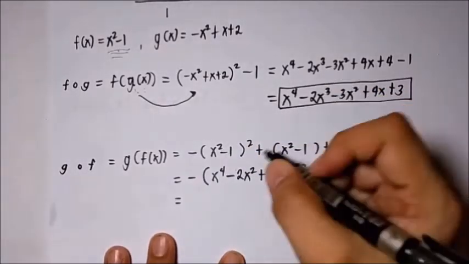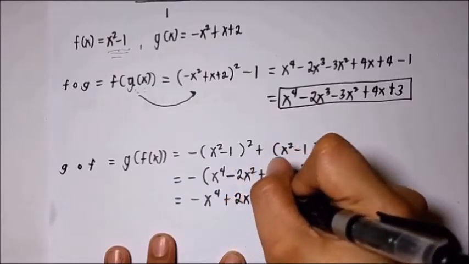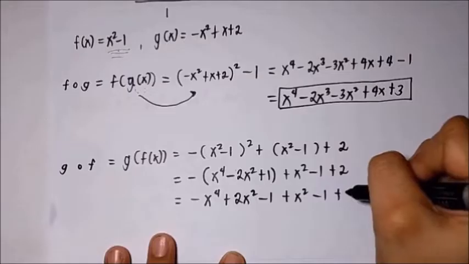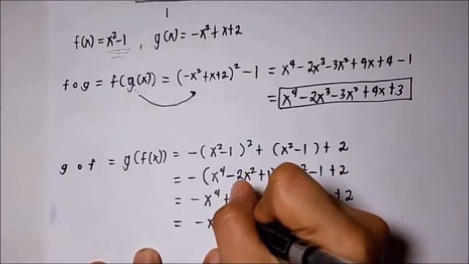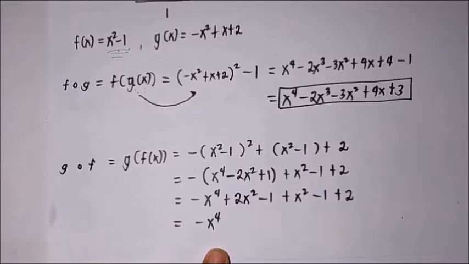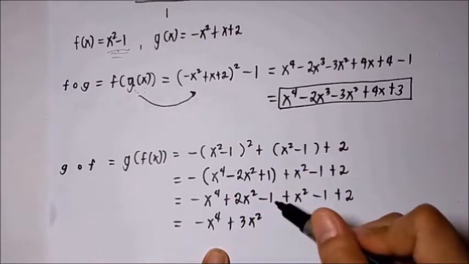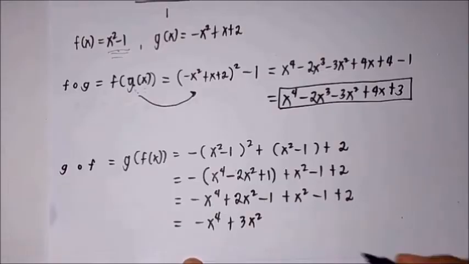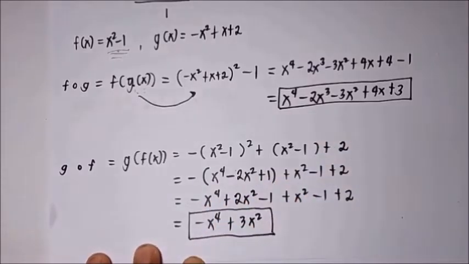Let's distribute the negative sign. Negative x raised to 4 positive 2x squared negative 1 positive x squared minus 1 plus 2. So let's simplify. We have negative x raised to 4. And then this would become positive 3x squared, negative 1 is negative 2 plus 2. So that would be 0. So this is now g of f.